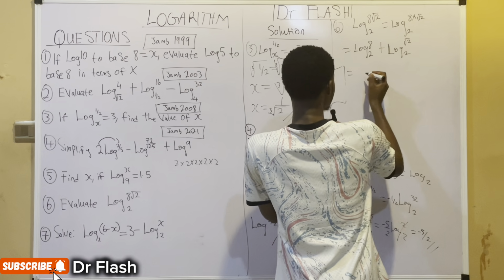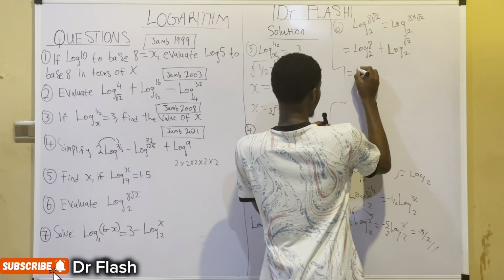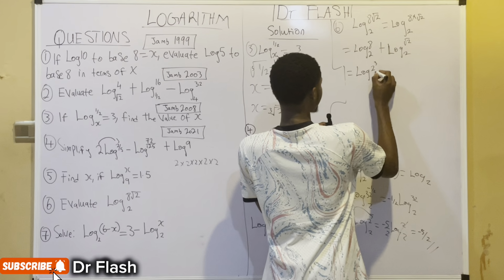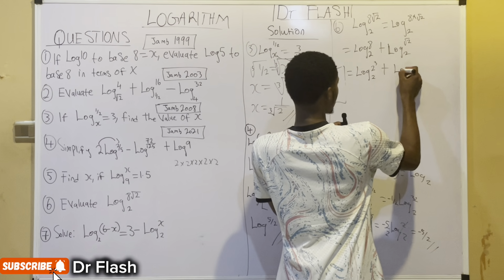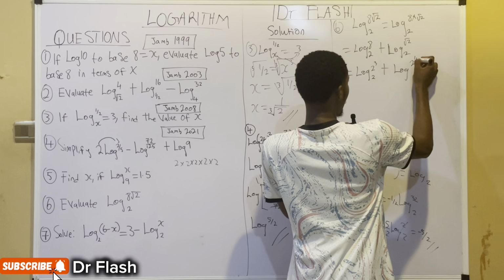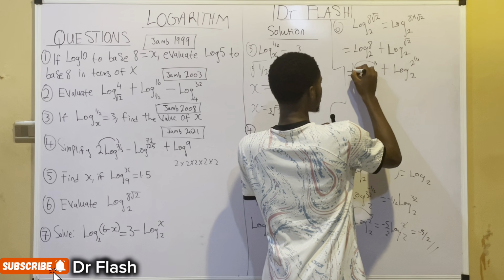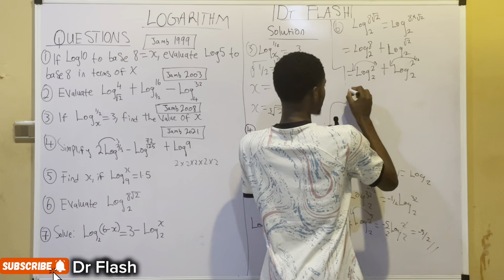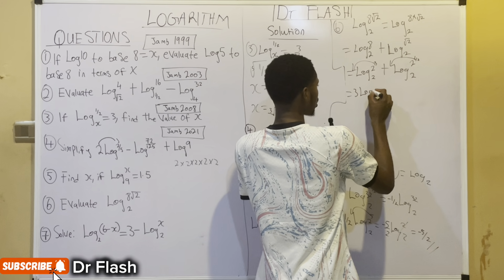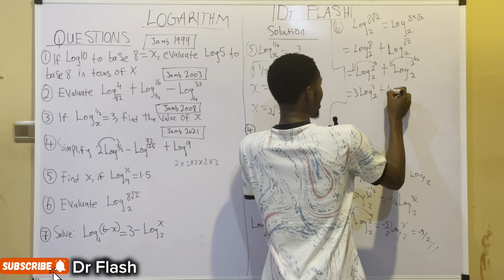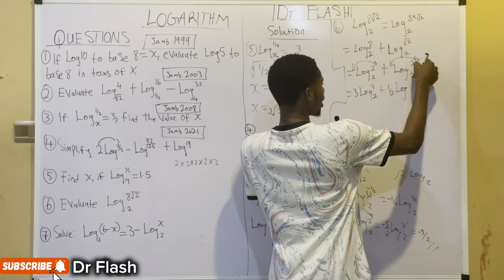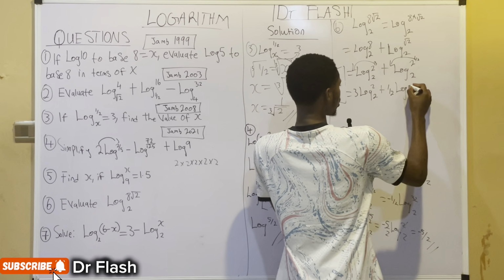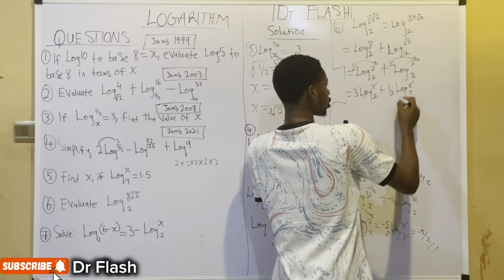Now 8 is 2 to the power of 3, so we can write it as log 2 to the power of 3 base 2, plus log of the square root of 2, which is 2 raised to the power half, base 2. This 3 can come to the front as a multiplier, and this half also comes to the front. We're going to have 3 log 2 base 2 plus half log 2 base 2. Now log 2 base 2 is 1.